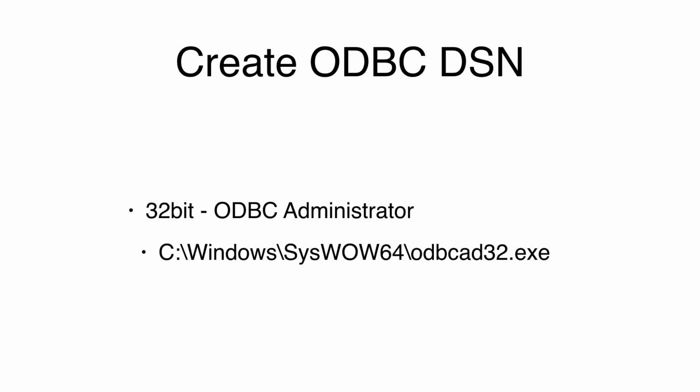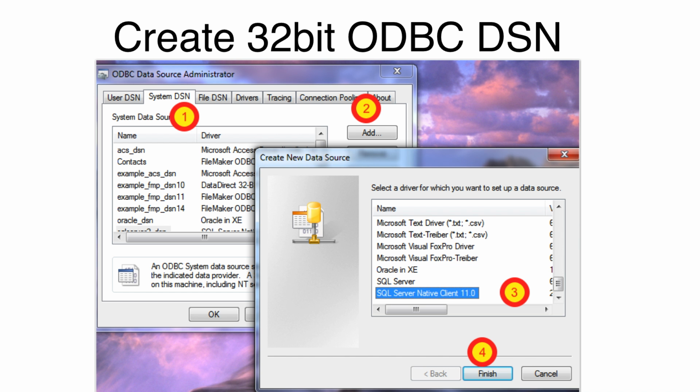FmPro Migrator is a 32-bit application. Therefore, you need to use the 32-bit ODBC Administrator to create a new ODBC DSN. DSNs created with one version of the ODBC Administrator are not seen by the other one. If you accidentally create a 64-bit ODBC DSN instead of a 32-bit ODBC DSN, you may get an architecture mismatch error. Create a System DSN with the 32-bit ODBC Administrator.